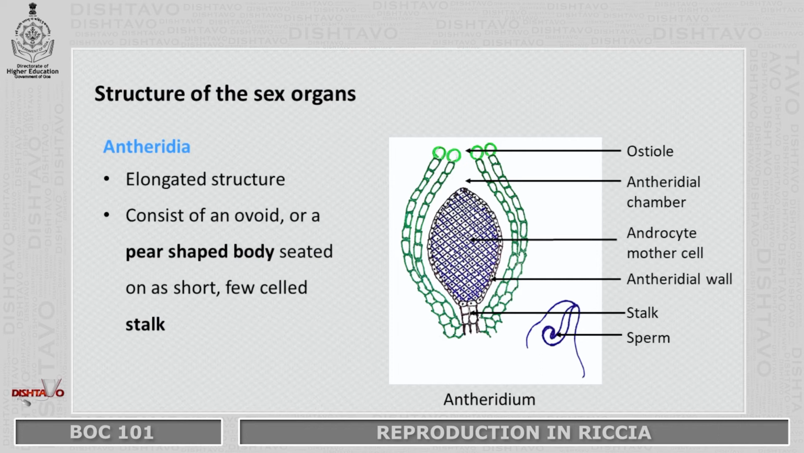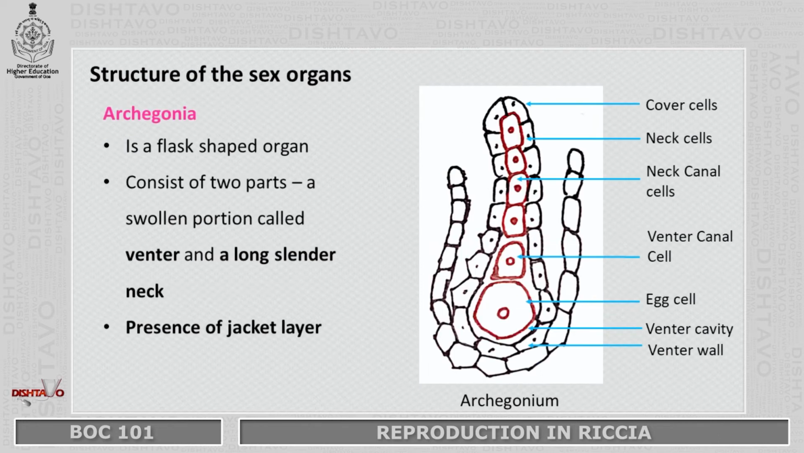And these androcyte mother cells will get developed into the sperm, that is elongated and having the biflagella. Then next we are going to discuss the structure of archegonia, that is the female reproductive structure.